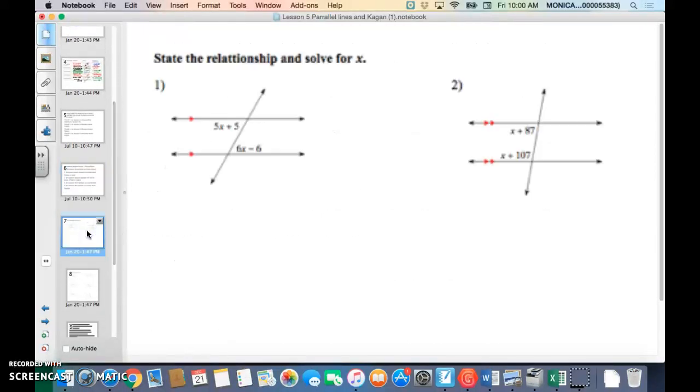And then next, if you look at page 20 in your packet, page 20 and 21, we're going to look at how you set up these problems. So the first thing you want to do is state the relationship and then solve for x. Okay, so remember, we're going to be looking at part equals part, or part plus part equals 180. Those are our choices. So right here I'm looking at this angle and this angle, and I notice they're inside the parallel lines, alternate interior angles, and I know they're congruent.